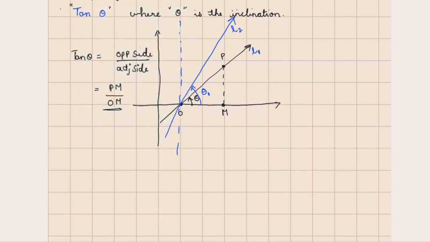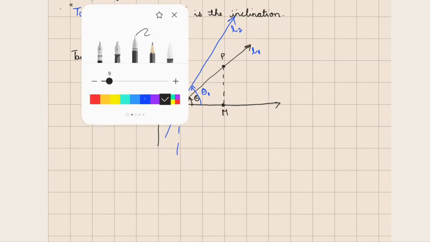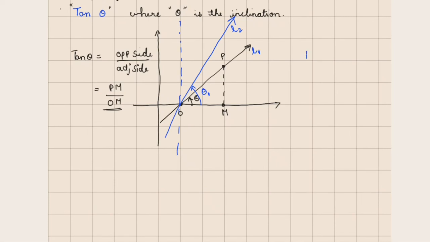Now see the slope of line 2. The slope of line 2 is nothing but tan theta 2, which is opposite side by adjacent side. So draw an extension line of this PM. Let's say this point is Q. So tan theta 2 is, from the triangle QOM, opposite side QM by adjacent side OM.